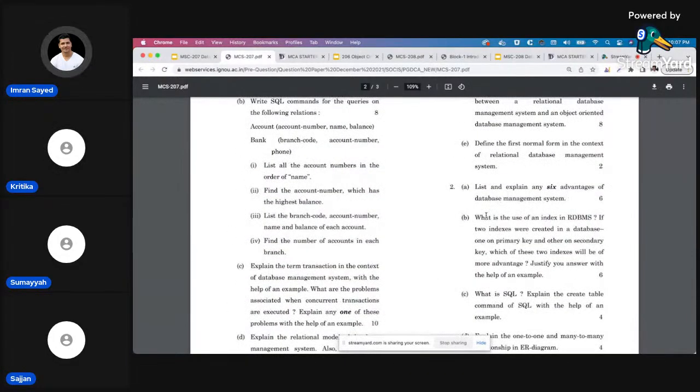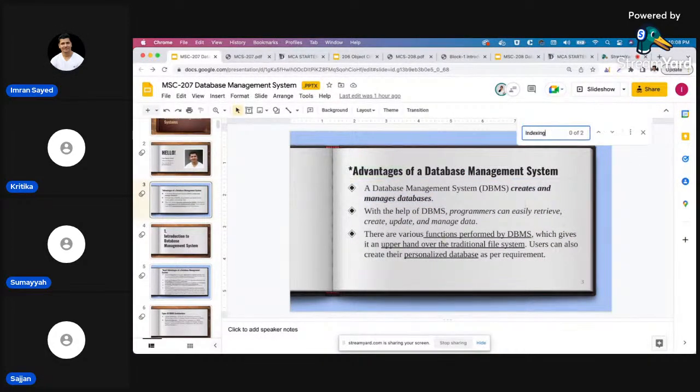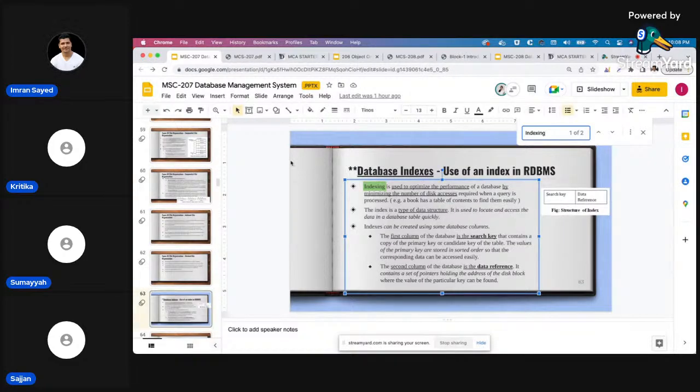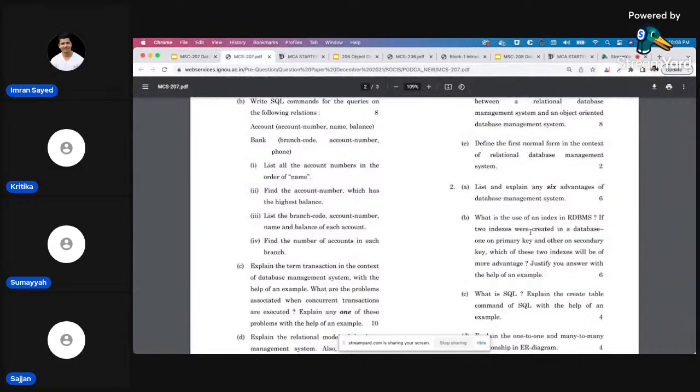So moving on, what is the use of indexing in RDBMS if two indexes were created in a database, one on primary index and other on secondary index? Which of those two indexes will be of more advantage? Justify your answer with the help of an example. So you have to go to indexing. Let's see if I can remember some of the information. So indexing is basically reducing the disk access and improving performance by creating an index. Okay, so that's indexing. What was the other question? Okay, this was the question.